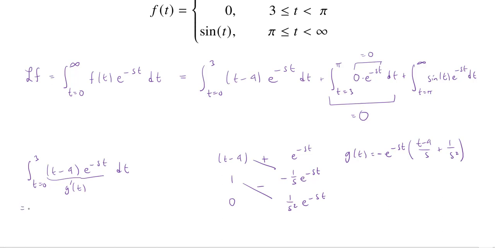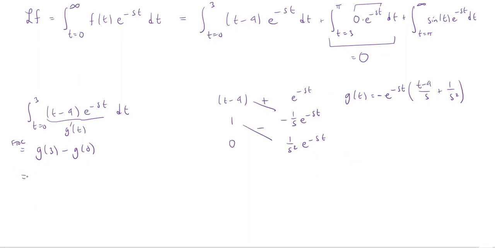Okay, and so by the fundamental theorem of calculus, the second one to be precise, this is going to be g of 3 minus g of 0. Okay, that's not too bad. At 3, I get negative e to the negative 3s times, okay, 3 minus 4 is negative 1. So we get negative 1 over s plus just 1 over s squared. Okay, so this is my g of 3.